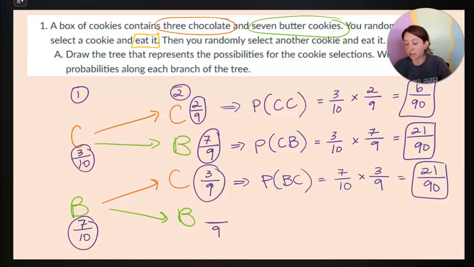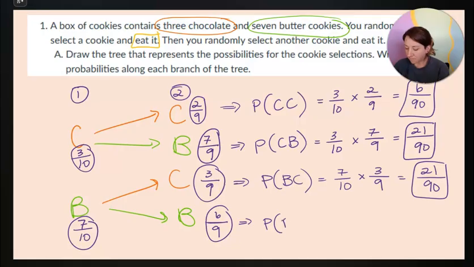Notice on the second trial, all of these are out of 9 cookies because we're assuming we've eaten it without replacement. These are dependent, so the probabilities will change from trial to trial. Okay, so now there were 7 butter cookies to begin with. We've already eaten 1, so there's only 6 remaining.